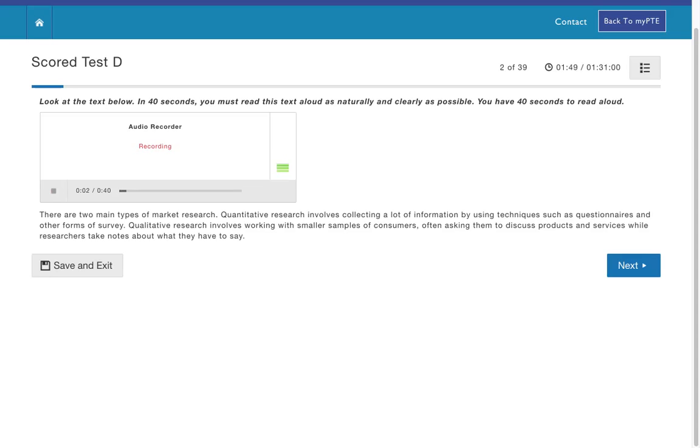There are two main types of market research. Quantitative research involves collecting a lot of information by using techniques such as questionnaires and other forms of survey. Qualitative research involves working with a smaller sample of consumers, often asking them to discuss products and services while researchers take notes about what they say.